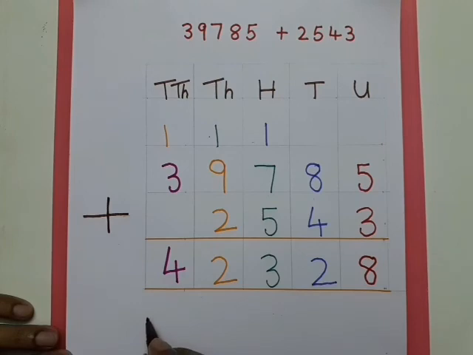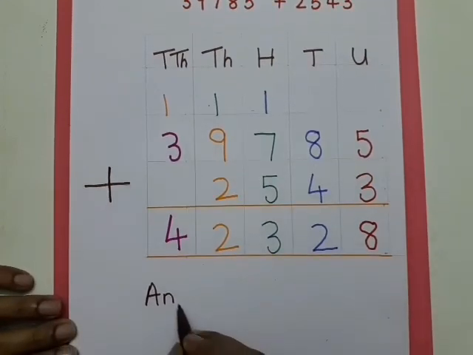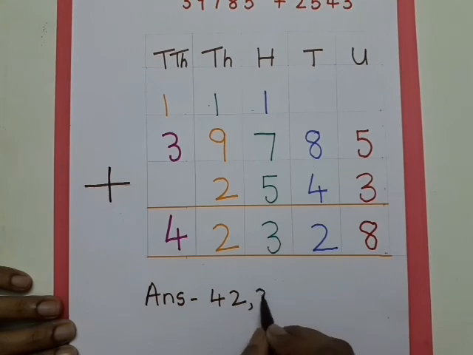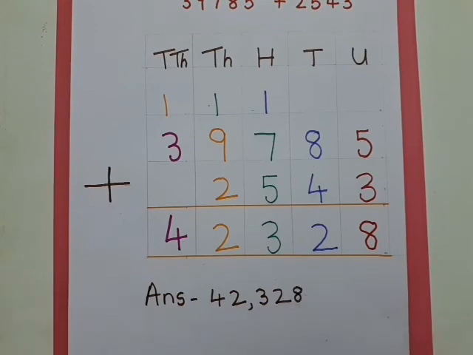Now children, remember I had told you, after you get your answer, you have not completed the sum. You have to write ANS, answer, and you're going to copy all these digits. That is 42,328. Now after you write this, your sum is complete.